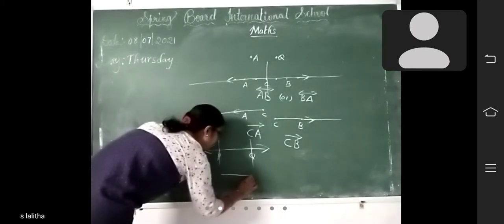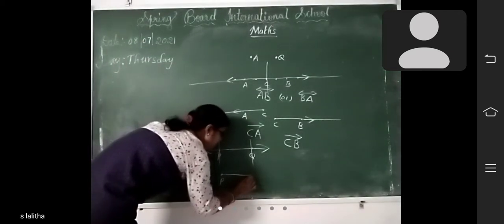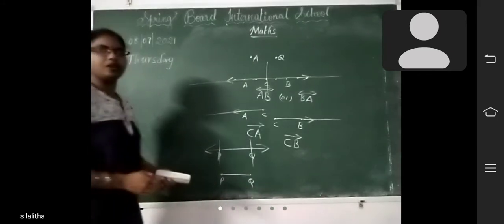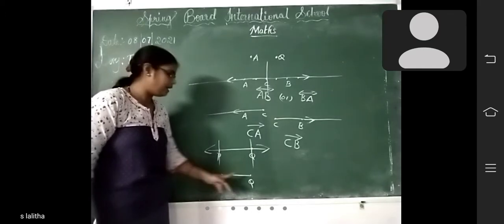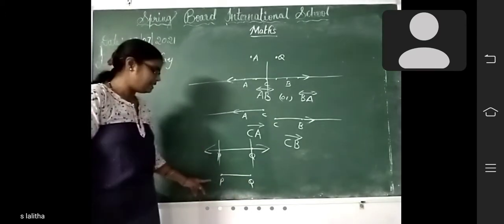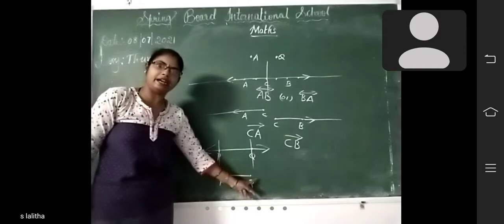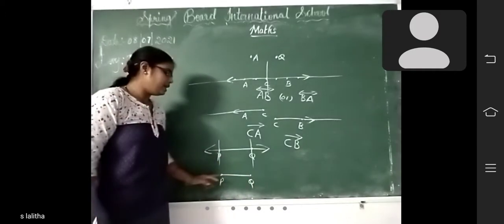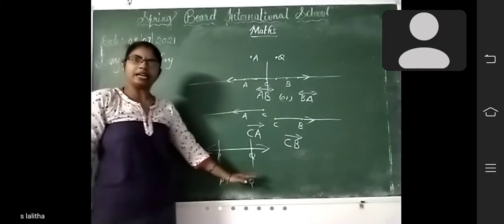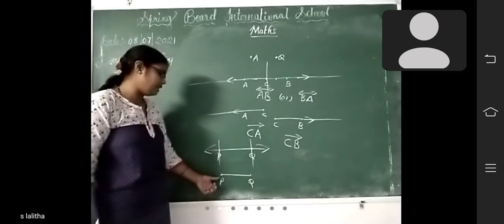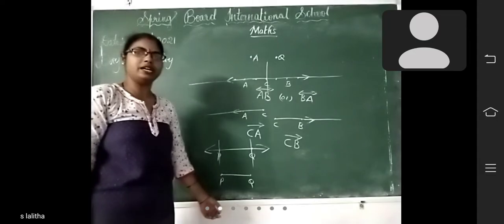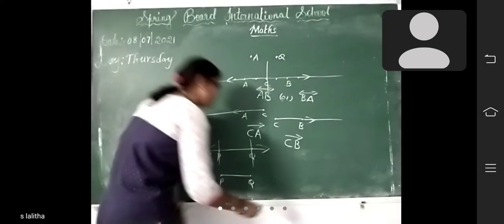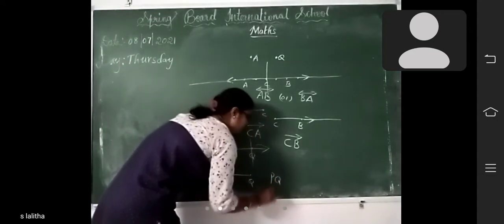Now what is this? P, Q. Okay, children, a line segment has a starting point and an ending point. We can't extend any side. Why? Because it has a starting point here and an ending point there. Did you understand, children? So how to represent this line segment PQ?